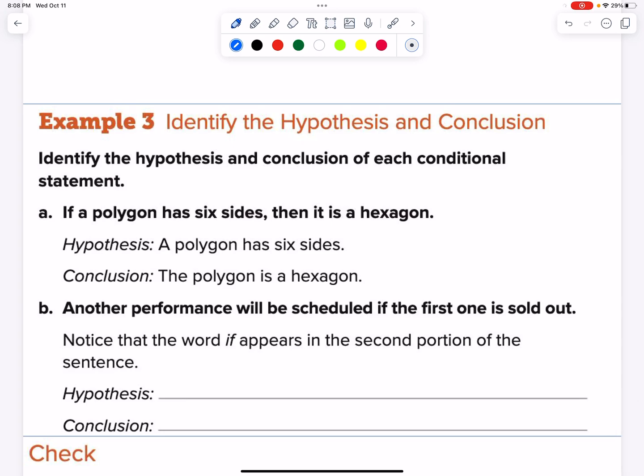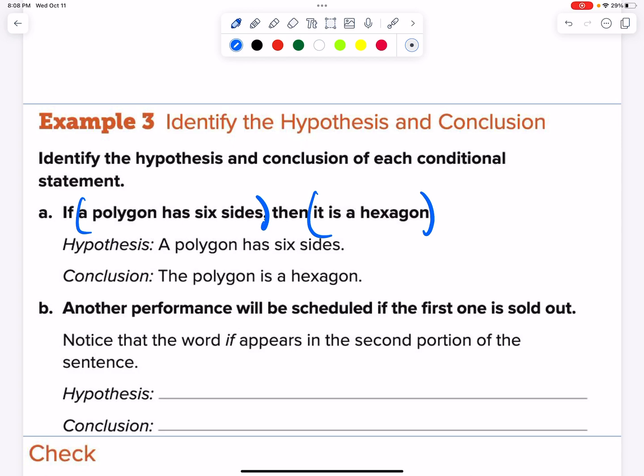So it says, identify the hypothesis and conclusion of each conditional statement. So again, the hypothesis is a polygon has 6 sides. The conclusion is then it's a hexagon. So it says if a polygon has 6 sides, there's our hypothesis. Then it's a hexagon. There's our conclusion.